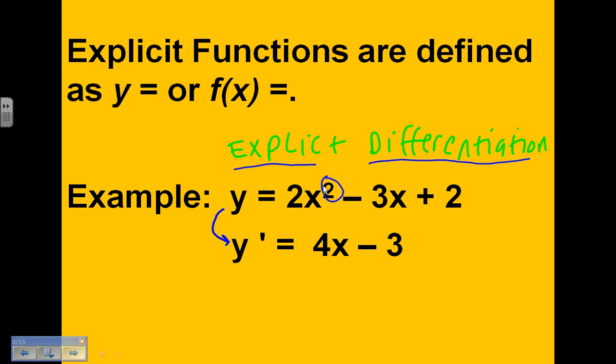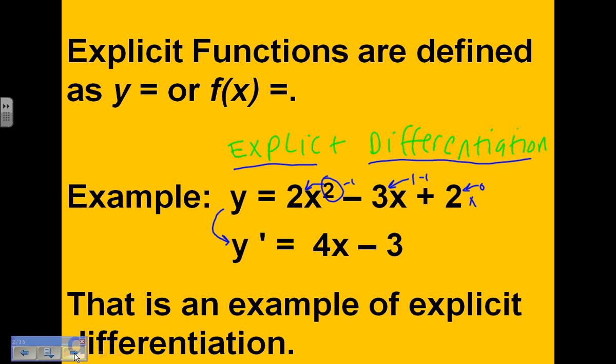Use the power rule right here: drop it down and multiply, subtract 1. Drop it down, multiply, subtract 1. Drop it down, and you didn't have to subtract 1 because the whole term went to 0. So that's using the power rule. Pretty easy. That's an example of explicit differentiation. The big, long, fancy word just means I took the derivative of something defined for y equals.